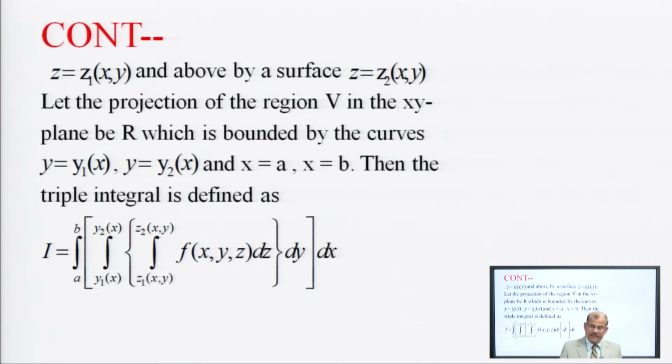Let the projection of the region V in the xy plane be R, which is bounded by the curves y equal to y1(x), y equal to y2(x) and x equal to a, x equal to b. Then the triple integral is defined as I equal to the integral from a to b, second integral y1(x) to y2(x), and third integral z1(x,y) to z2(x,y), f(x,y,z) dz dy dx. First we integrate the innermost variable. If z contains 2 variables, then we integrate first with respect to z. Y contains 1 variable, we integrate second, and x having constant limits, we integrate with respect to x at last and we will get the result.